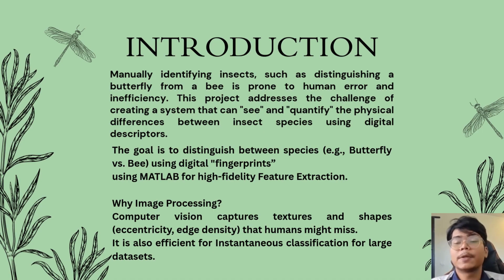This project addresses the challenge of creating a system that can see and quantify the physical differences between insect species using digital descriptors. The goal is to distinguish between species, such as butterflies, bees, or other animals, using digital fingerprints, using MATLAB for high-fidelity feature extraction. Why image processing? Computer vision captures textures, shapes, eccentricity, edge density, and so on, that humans might miss. It is also efficient for instantaneous classification of a large data set.